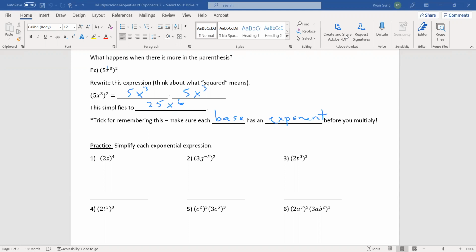Okay. What you would do then is you would multiply each exponent by 2. So watch what happens. 5, 1 times 2 is 2. And then x to the third, 3 times 2 is 6. 5 squared is 25, which is what we got here, x to the sixth. That's how you're going to do a lot better if you do it that way.